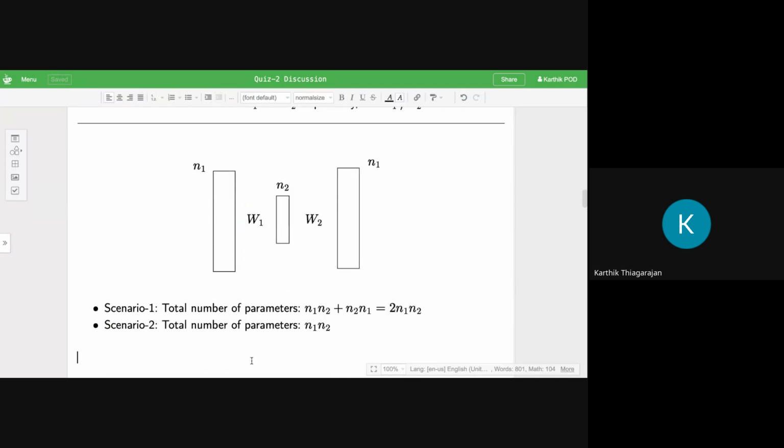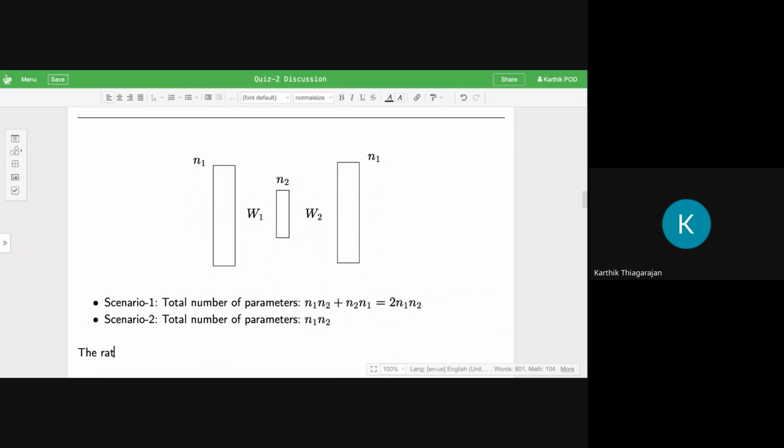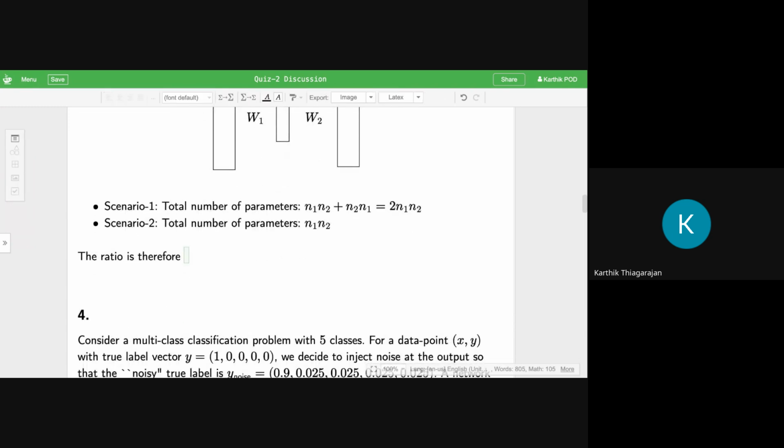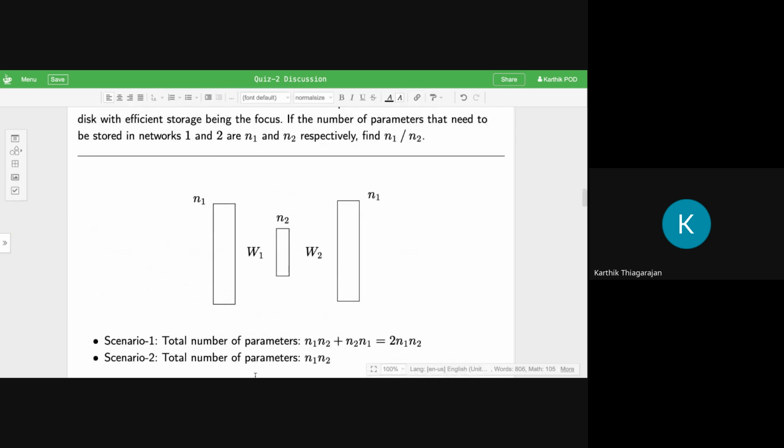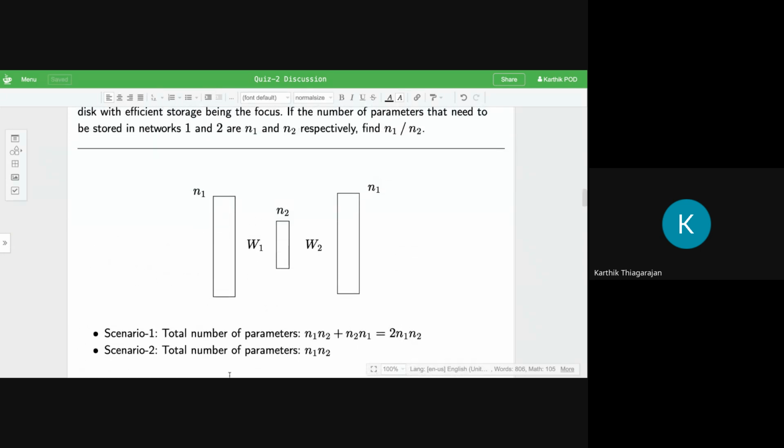So the ratio is therefore 2 N1 N2 by N1 N2. So that's 2. Okay, so the answer is 2. It's actually a very simple problem and nothing much.